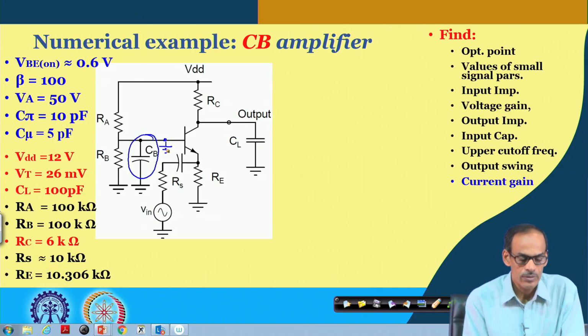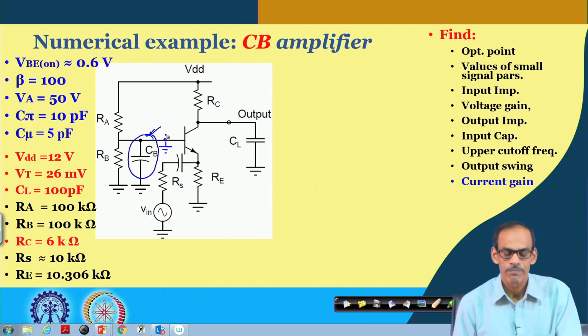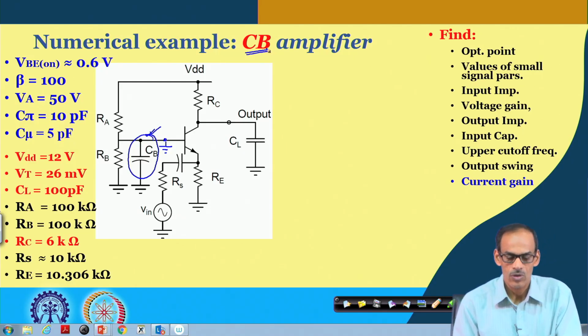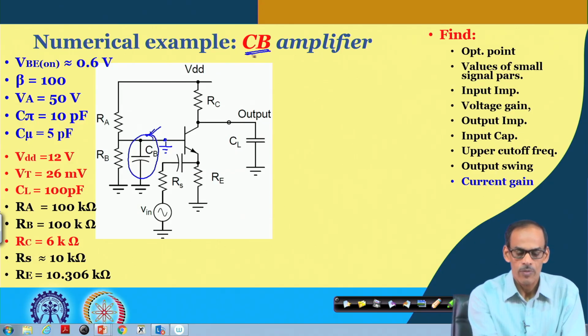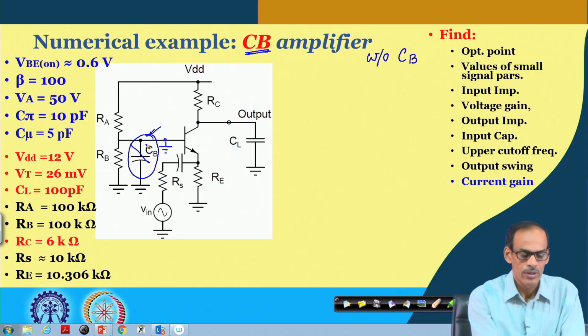Now, it is very important to keep this capacitor sufficiently large, so that the base node, particularly for the signal, works as a ground. This is important specifically for common base. It is also important for common gate, but since the discussion will be similar, here we are going to talk about the performance of the common base amplifier without this Cb.